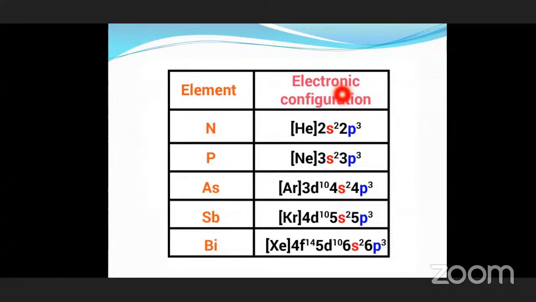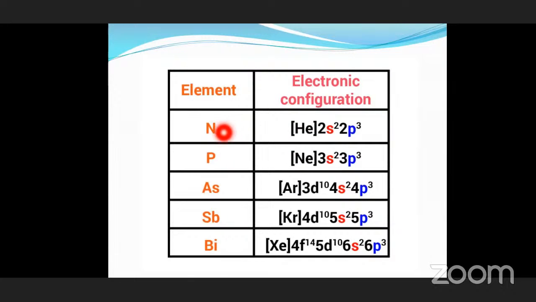Here we have to write some electronic configurations. What is the meaning of electronic configuration? The systematic arrangement of electrons in the suitable orbitals is called electronic configuration. Simply, configuration means a systematic or regular pattern. Here we always use noble gases, so by using noble gases we write the simple electronic configuration.